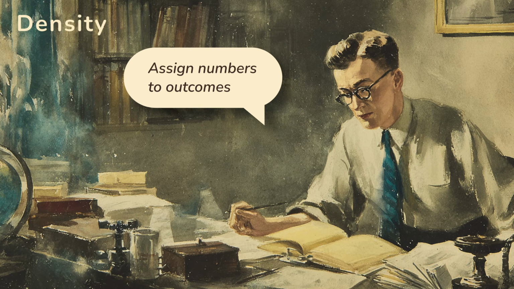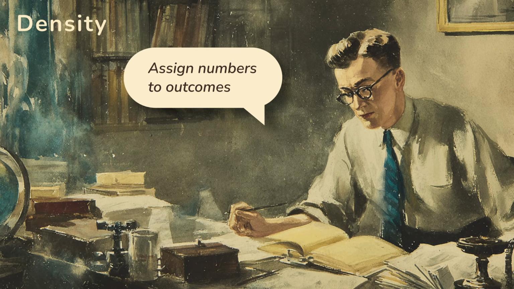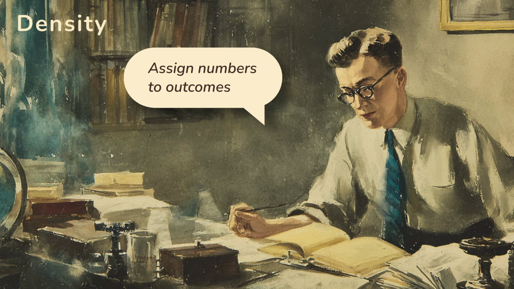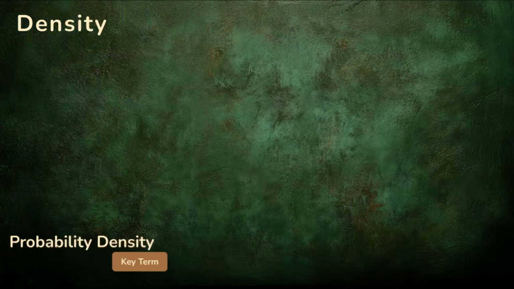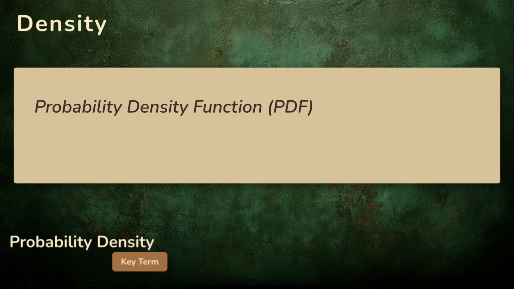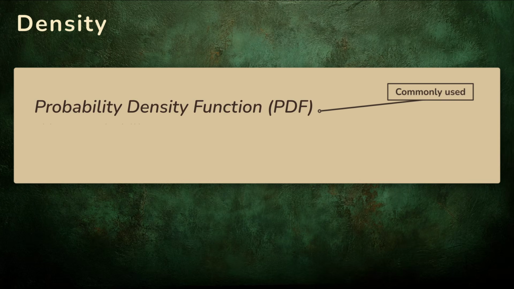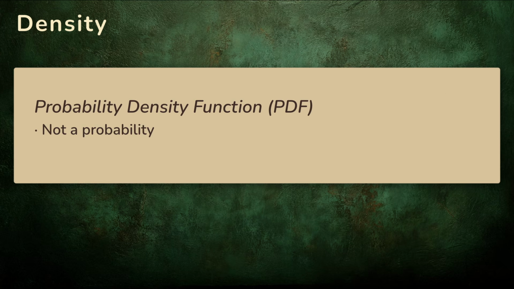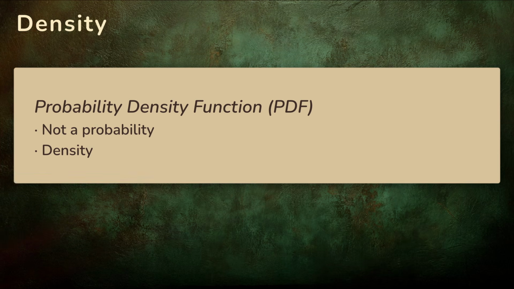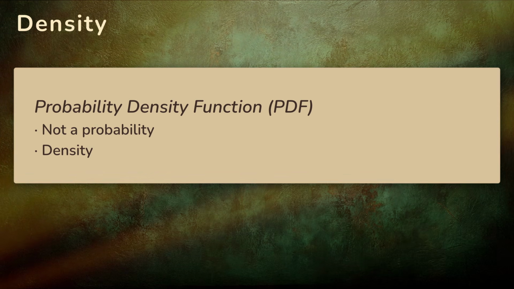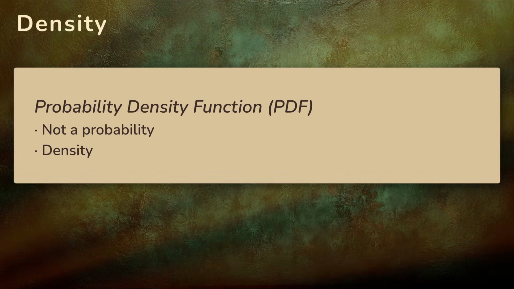Assign a number to each possible outcome. This number is not a probability. It's a value we call a probability density. This function is called a probability density function. The abbreviation PDF is more commonly used. Now be warned, this number is not a probability, it's a density. We'll be careful to use the phrase density instead of probability density to help avoid confusion.